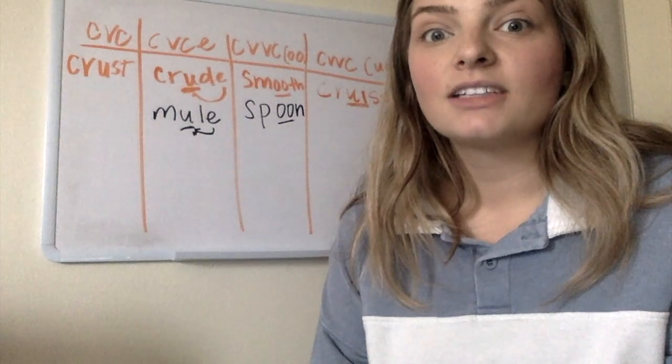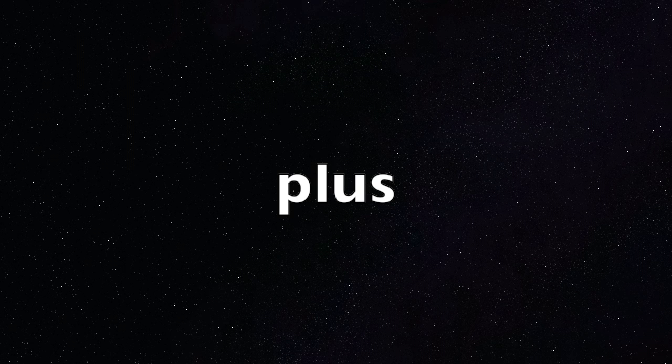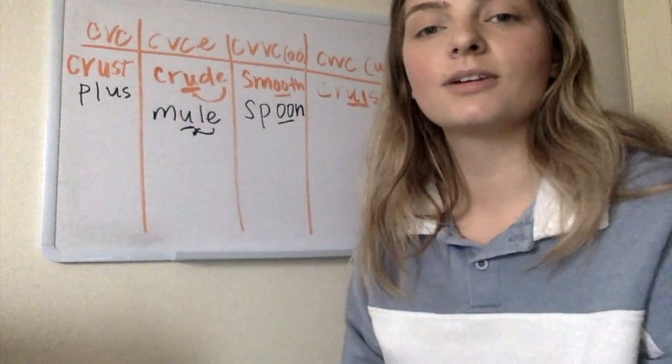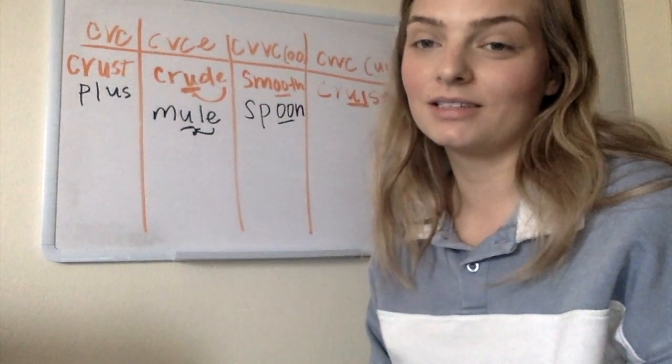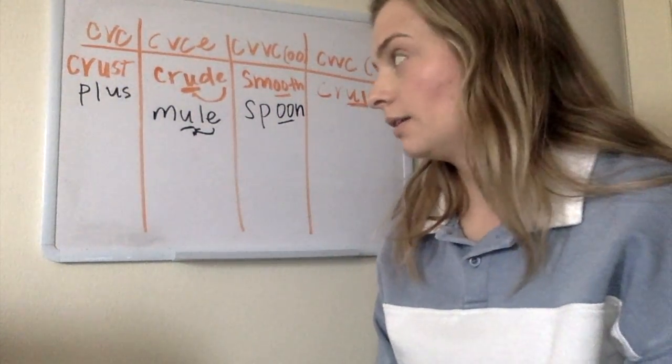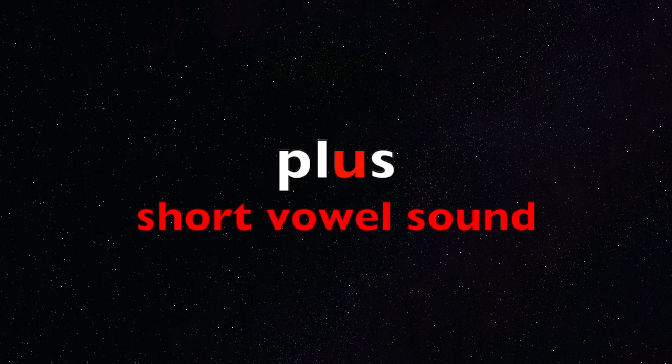All right, nice job, boys and girls. Your next word is plus. Awesome job, boys and girls. You should give yourselves a pat on the back. This word does go in our CVC spelling column because the U is short, right? It says uh. We don't hear ooh like in mule.